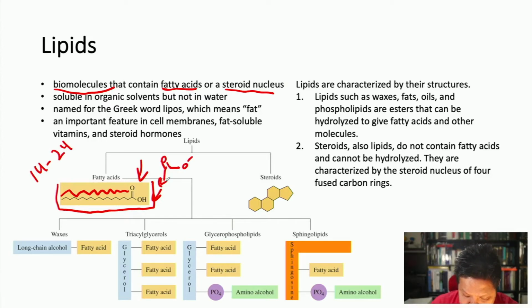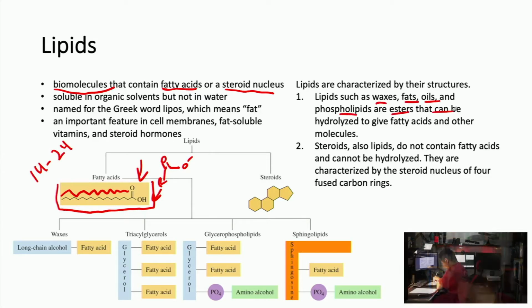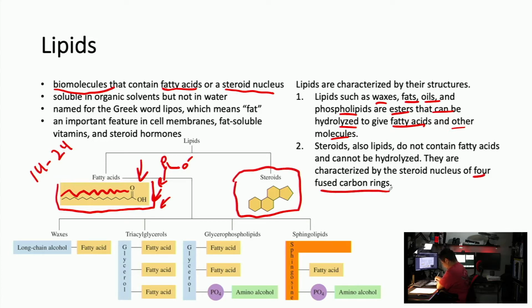So lipids, such as waxes, fats, oils, and phospholipids, are esters that can be hydrolyzed to give fatty acids and other molecules, right? We'll learn later in the lecture more specifically about how lipids are naturally occurring, attached to things like glycerols, and then get hydrolyzed into the individual fatty acids. And then steroids, which are these right here, are usually 4 fused carbon rings, and they can't be hydrolyzed. They don't contain fatty acids.